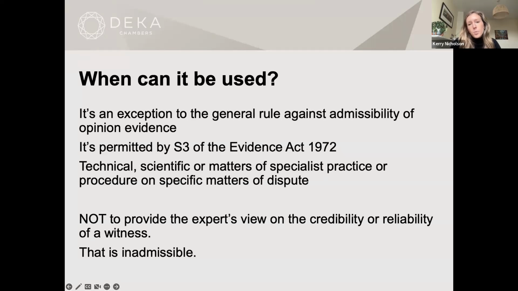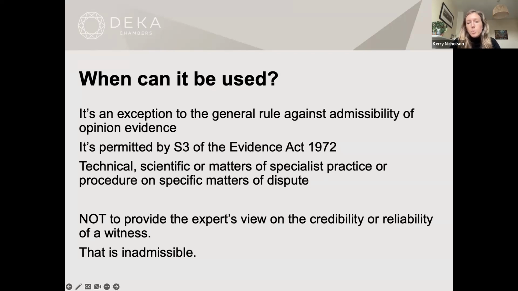So when can expert evidence be used? As you'll all be aware, generally you're not allowed opinion evidence, but there is an exception, and it's when it's an expert's opinion. So experts can give evidence to be relied on for technical issues, scientific issues, or matters of special practice and procedure, provided that those relate to specific matters in dispute in the case.